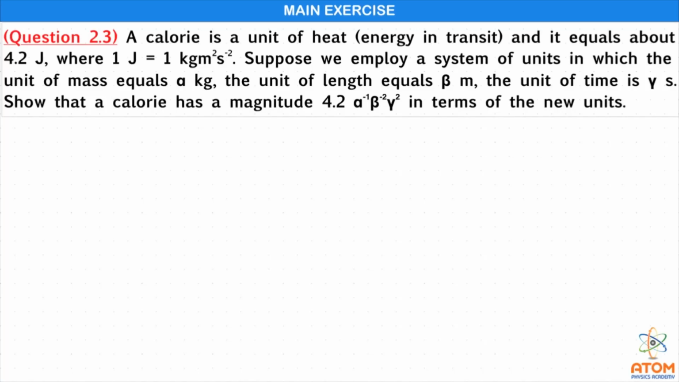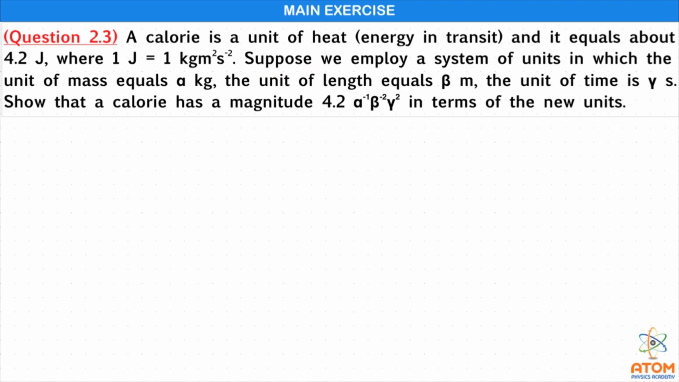Main exercise question 2.3. A calorie is a unit of heat. You know already that calorie is a unit of heat, especially for energy when it is in transition, and it's equal to about 4.2 joule, means 1 calorie is equal to 4.2 joule, where again joule is kilogram meter square second inverse square. See, joule is a derived unit. Basically, it is kilogram meter square second inverse square, but known as joule.